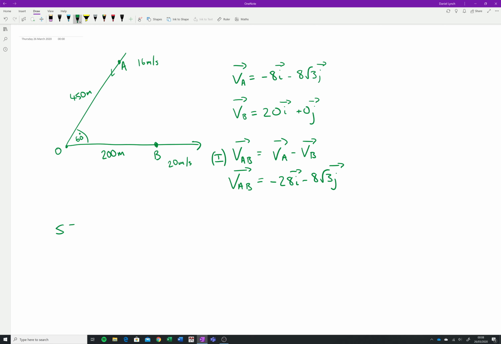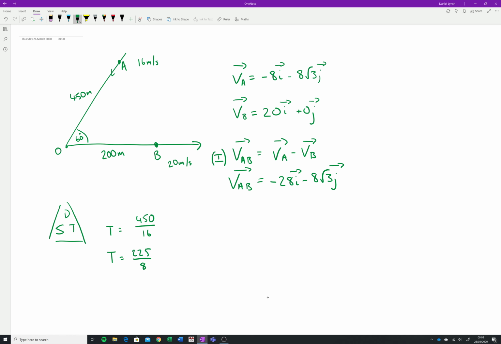So we get out our little triangle. The time taken in that instance is going to be distance, which is 450, over speed, which is 16. Just see if that's in any way a nice number. I suspect it isn't. It's not especially. 225 over 8. That's how many seconds it is.